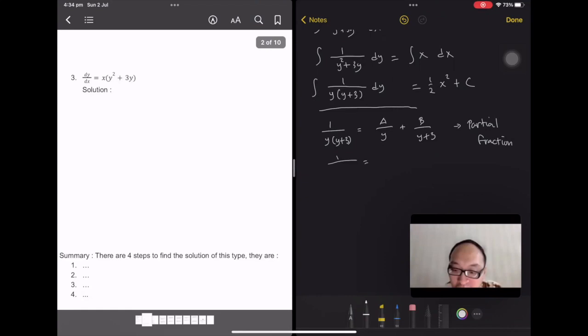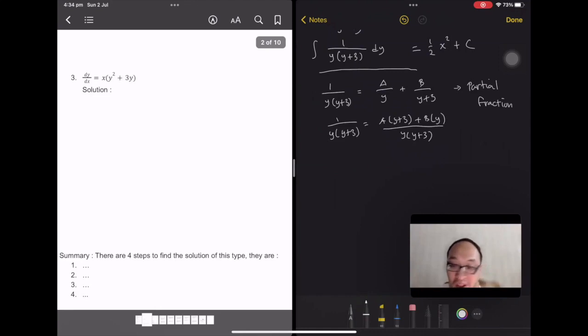So we can simplify a over y plus 3 plus b over y plus 3. The denominator is already the same. So I can just make 1 equals a(y plus 3) plus by.